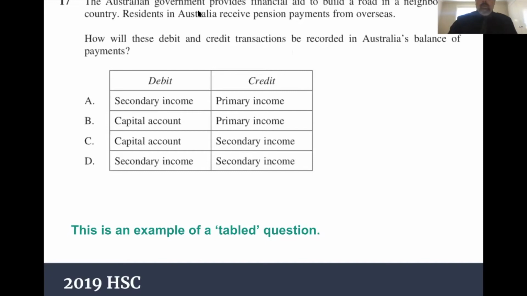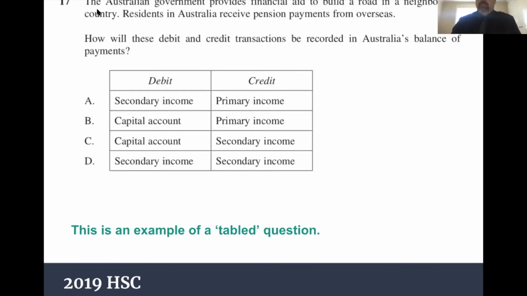So what's happening is residents in Australia receive pension payments from overseas, okay? Obviously the money coming into Australia is a credit transaction. So residents in Australia receive pension payments from overseas, and the other one is the Australian government provides financial aid to build a road. Okay, so let's start with the first part of the question.